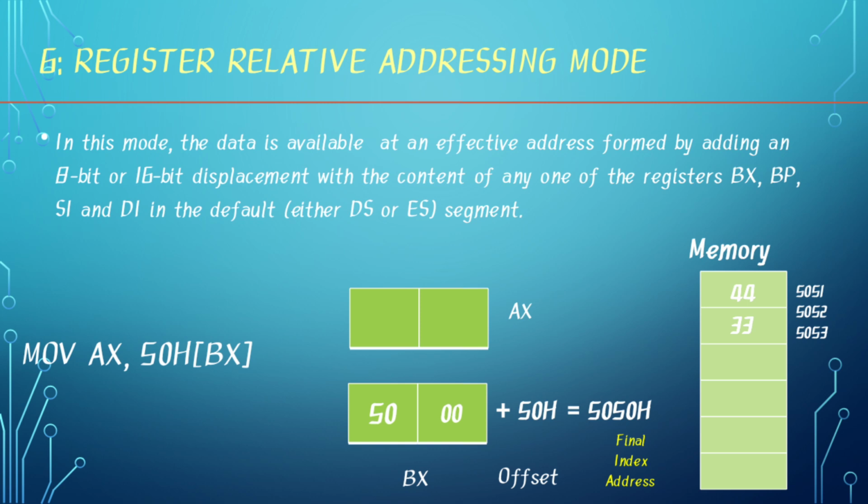Before that, the AX register is empty. The BX register has the address 5000. That 5000 is added with 50. So the final address is 5050H. The data in memory at 5050H is moved to the AX register. So the data at the two consecutive locations is moved to the AX register after this instruction is executed. So this is the register relative addressing mode.